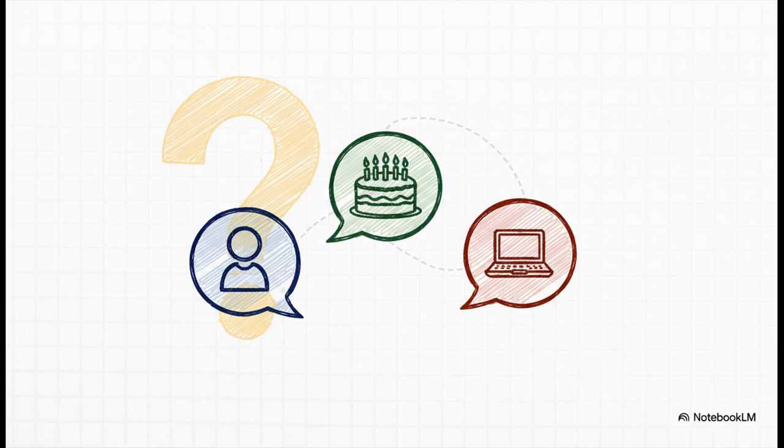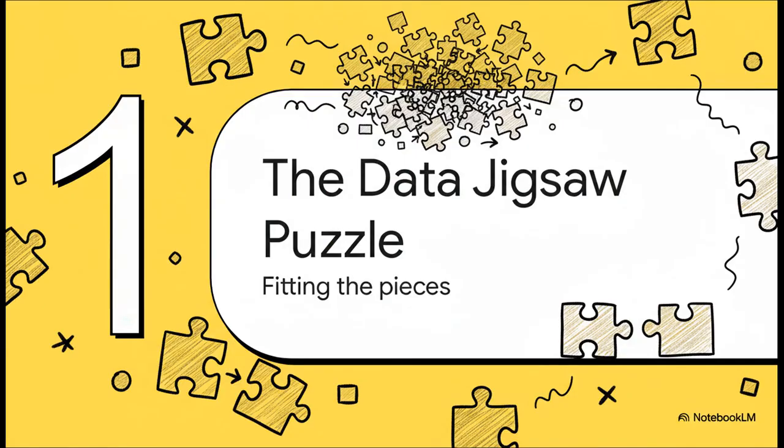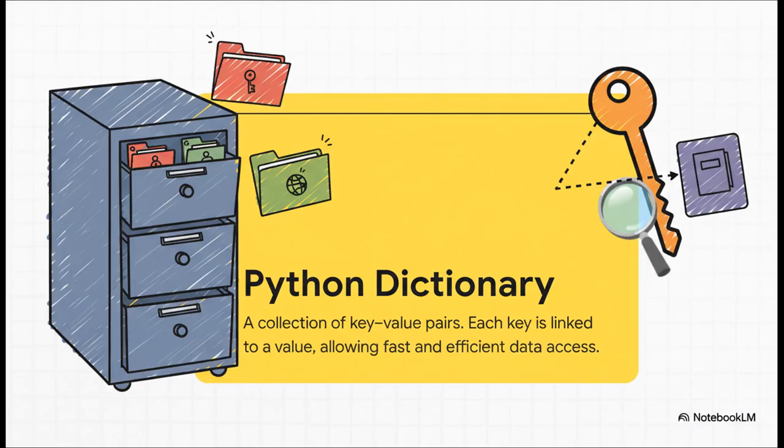Okay, let's get specific. Imagine we have a student named Ali. We know his name, we know he's 20, and we know he's studying computer science. Right now, those are just three separate facts, kind of floating in the void. They're related for sure, but they aren't actually connected in our code. I like to call this the data jigsaw puzzle. You've got all the pieces in front of you, but if you don't have a way to snap them together, you're never going to see the whole picture. They're just scattered parts. And this is where Python dictionaries come to the rescue. They are, hands down, the perfect solution for this puzzle.